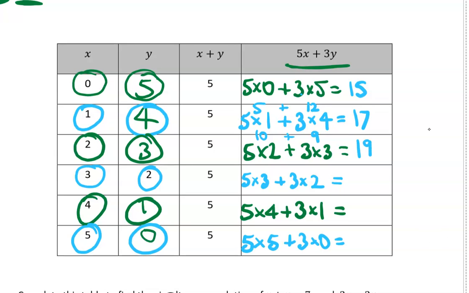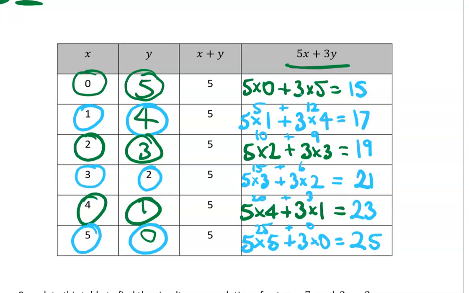5 times 3 is 15. 3 times 2 is 6. 15 plus 6 gives me 21. 5 times 4 is 20. 3 times 1 is 3. 20 plus 3 gives me 23. And the last one, 5 times 5 is 25. Plus 3 times 0 is 0. 25 plus 0 is 25.